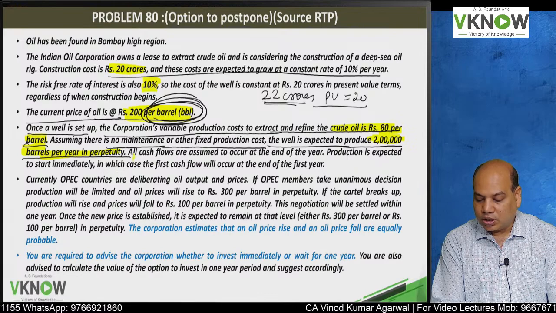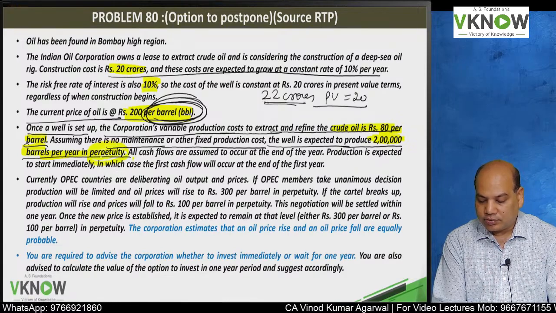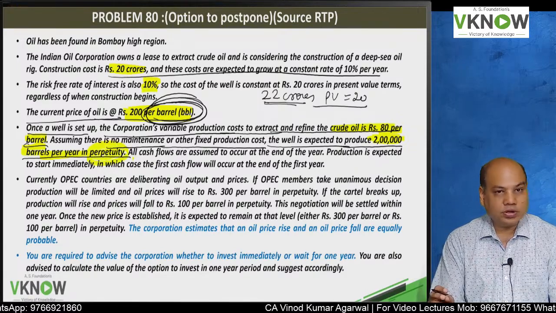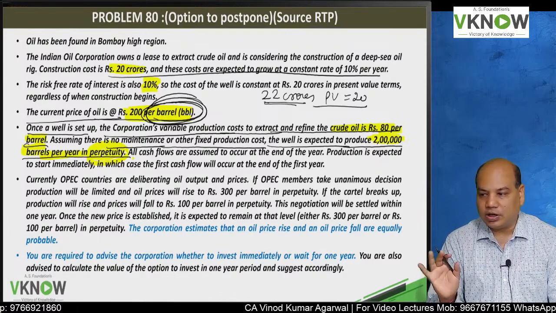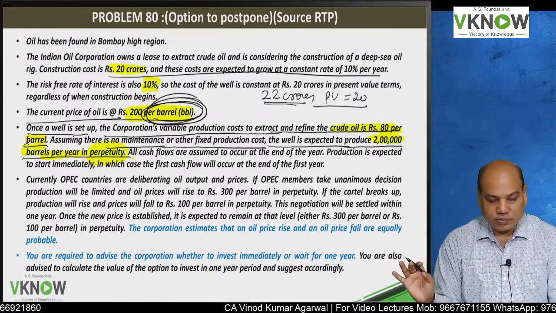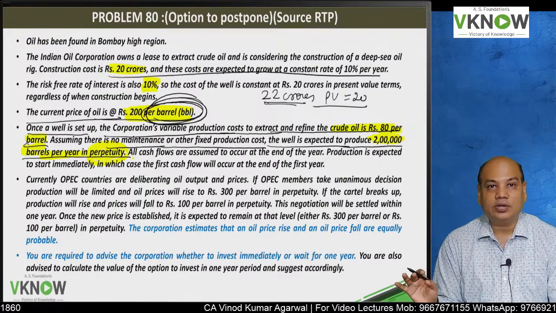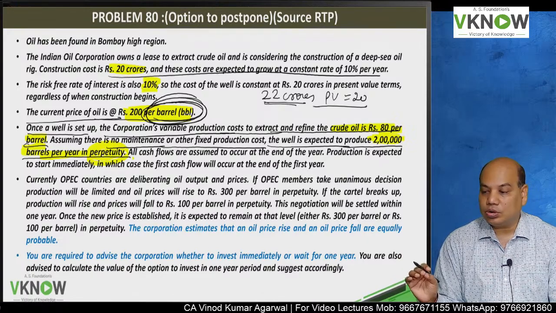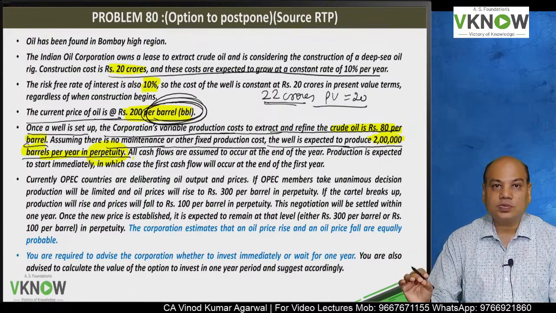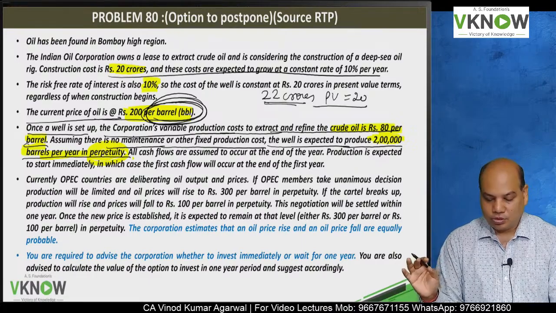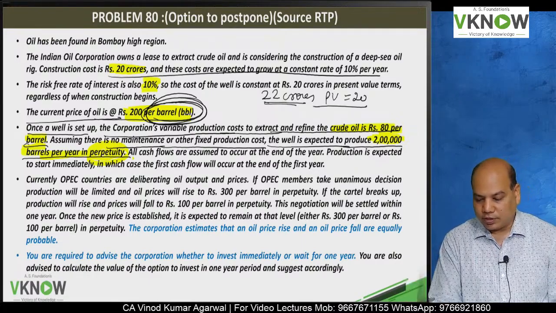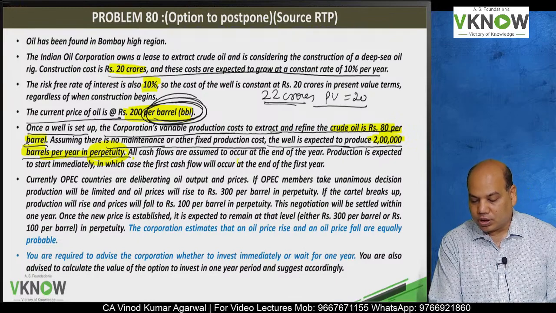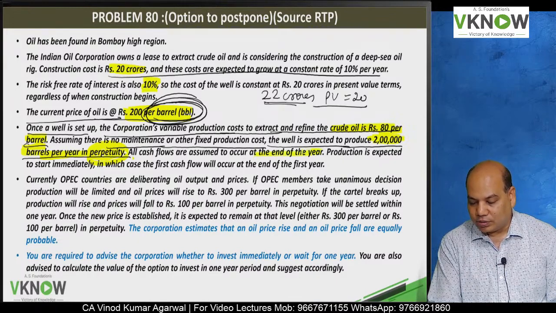All cash flows are, perpetuity means forever. In this question, the life of the project is infinite. Means you are going to get this cash flow forever. All cash flows are assumed to occur at the end of the year.